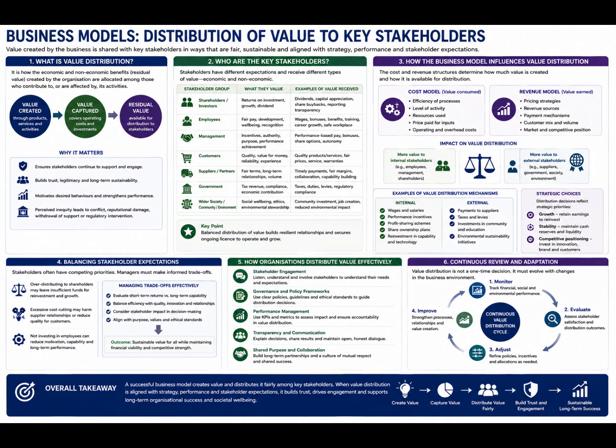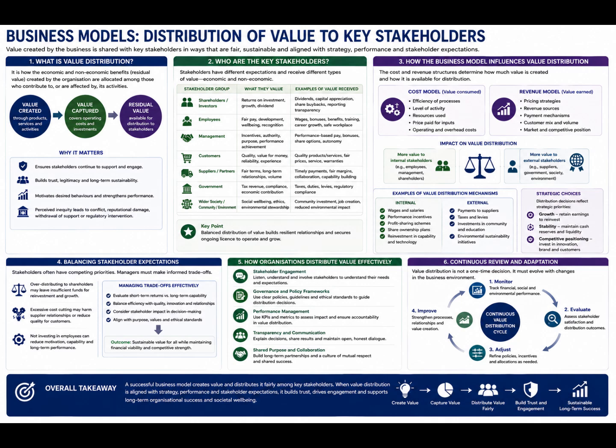Key stakeholders often have competing priorities, and managers must make informed trade-offs. For instance, over-distributing profits to shareholders may leave insufficient funds for reinvestment, hindering future innovation and operational efficiency. Similarly, prioritizing cost reduction to increase margins may weaken relationships with suppliers or reduce service quality for customers.